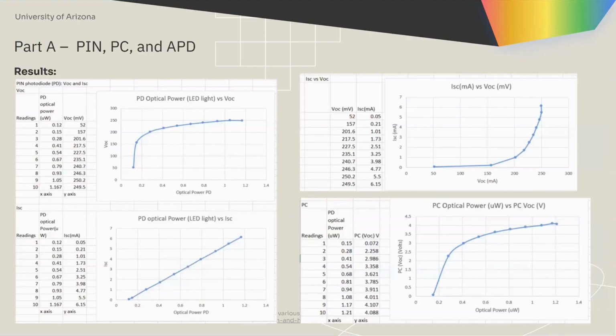And we look here at the results, we got all of our plots. The top right is going to be our ISC versus volts. Bottom left is going to be optical power versus PC. Bottom left is going to be optical power versus ISC. And the top left is going to be optical power versus VOC.